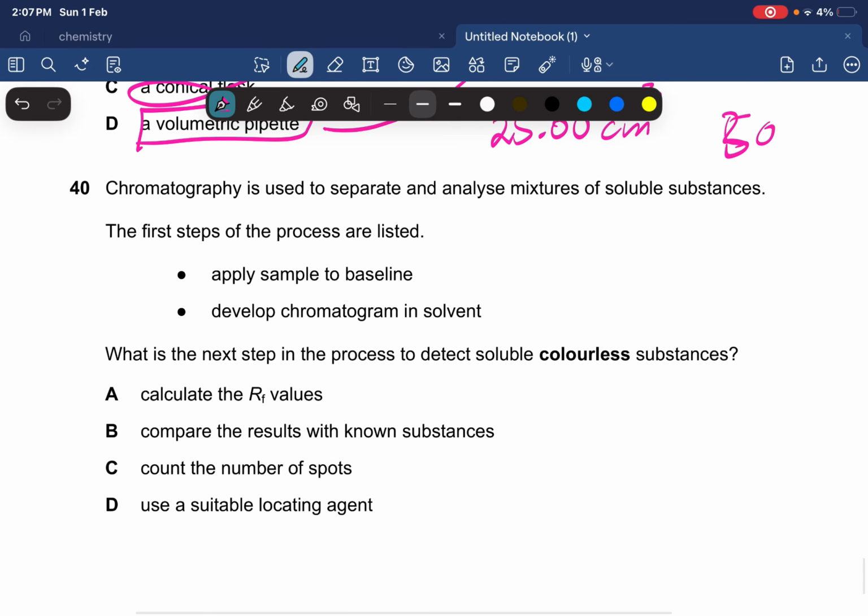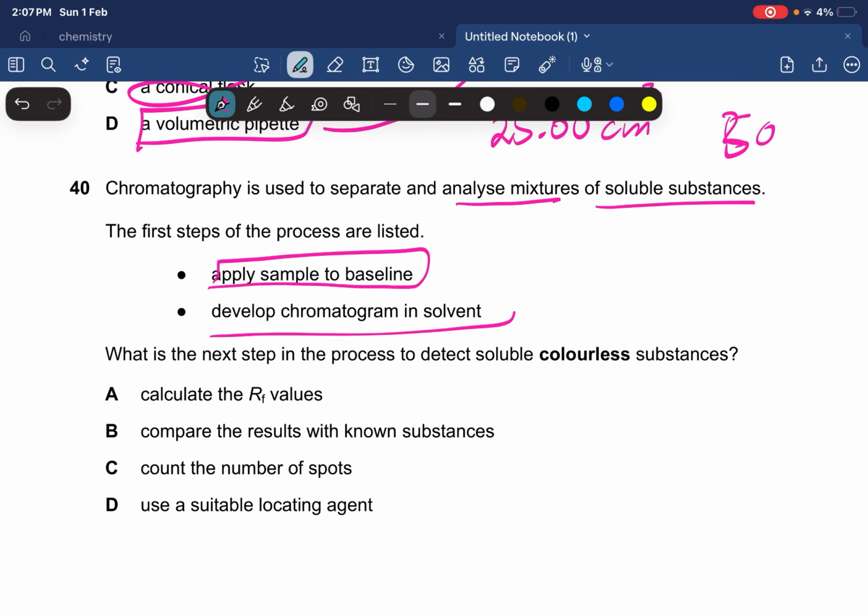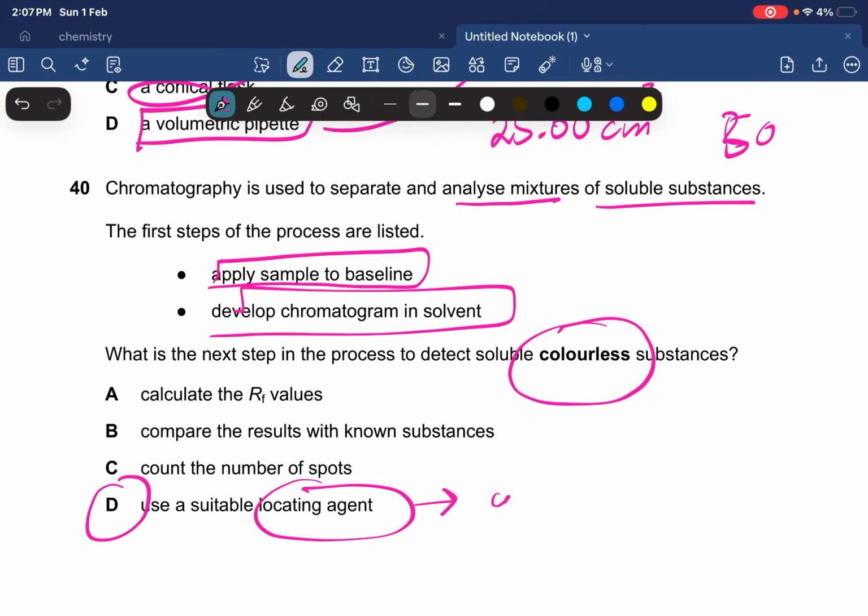Chromatography is used to separate and analyze mixtures of soluble substances. The first step in the process is listed: apply sample to the baseline, develop chromatogram in solvent. What is the next step in the process to detect soluble colorless substances? If it's colorless, then you have to have a locating agent, right? A locating agent is basically used for your colorless substances. So that's all.